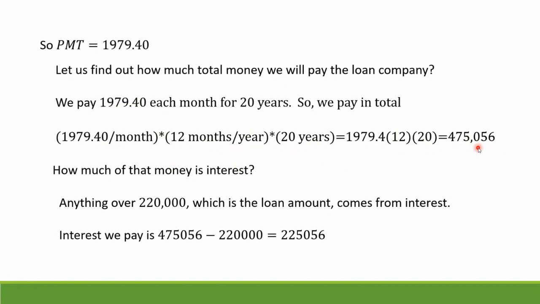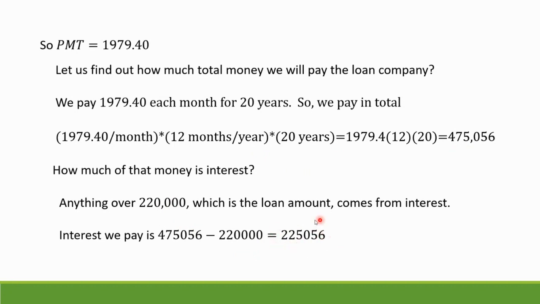But how much of that money is actually interest, though? Well, anything over the loan amount, which in this case is $220,000, came from interest. Well, how do we get that? We subtract. We subtract the loan that we're originally paying off from how much we're sending them. Anything else we're sending them came from the interest on the loan. And that's this.